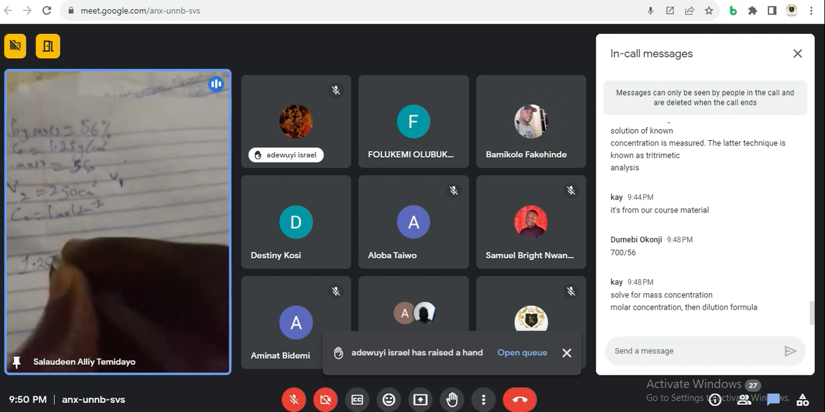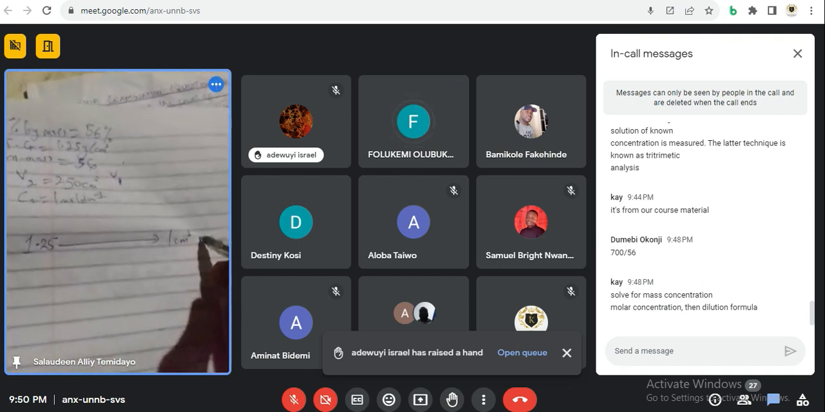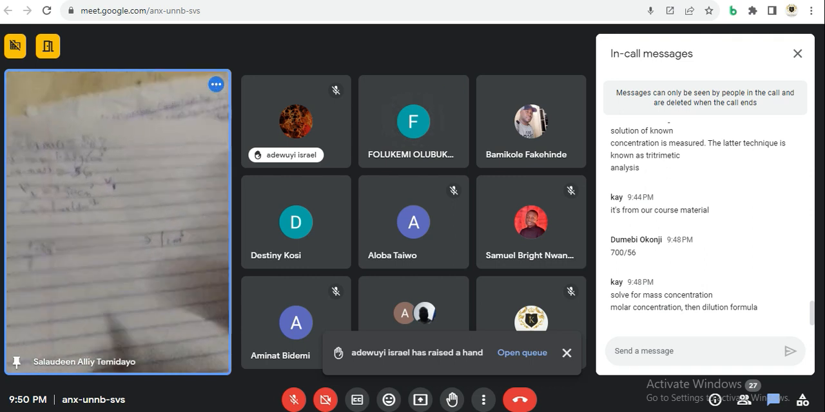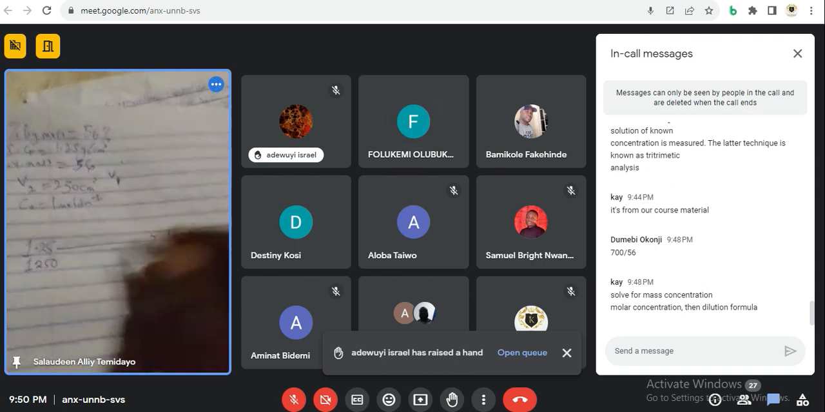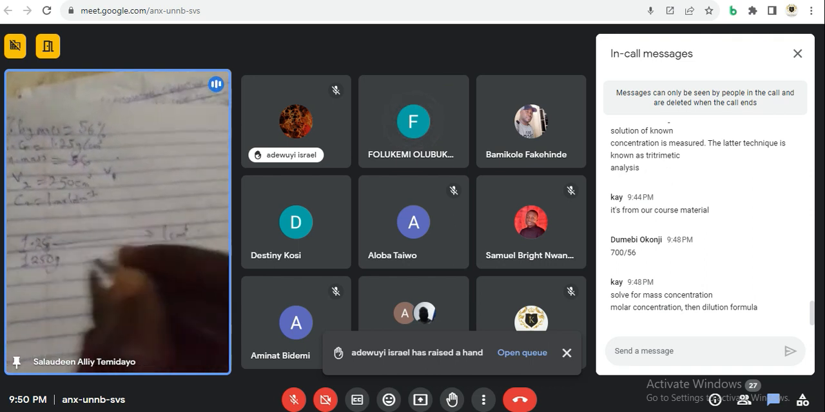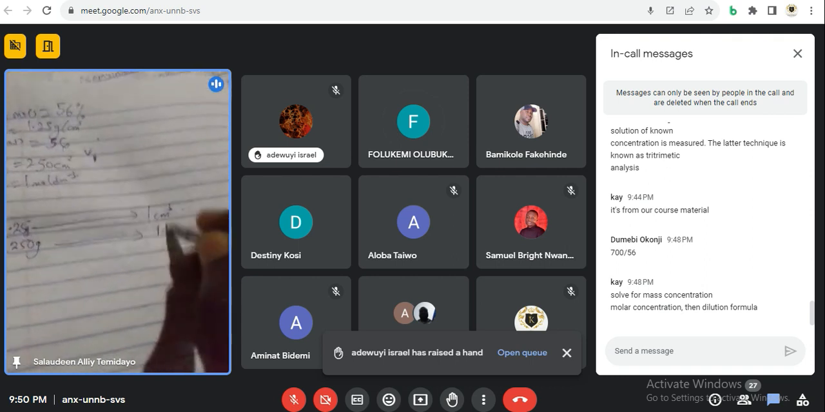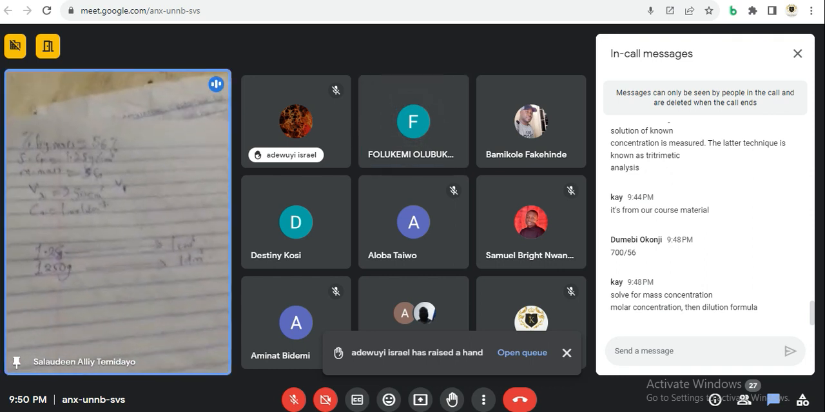That is 1.25 in 1 cm cube. So it can be changed to dm cube now. You have to change it to dm cube. So it will be 1,250, that is multiplied by 1,000. 1,250 grams in 1,000 cm cube, that is 1 dm cube. That is 1,250 grams per dm cube.